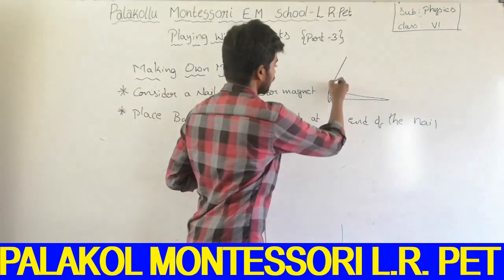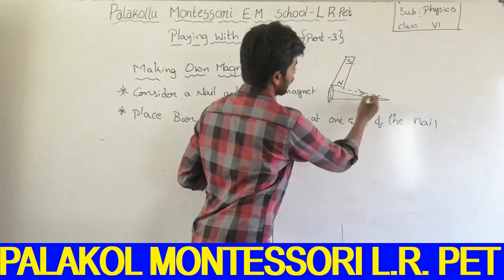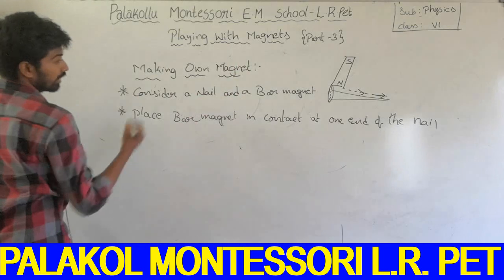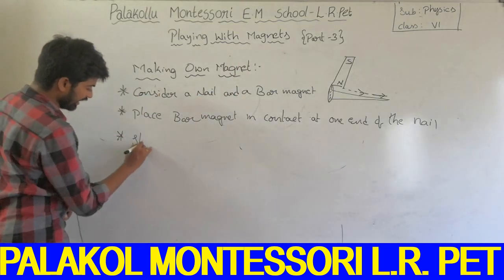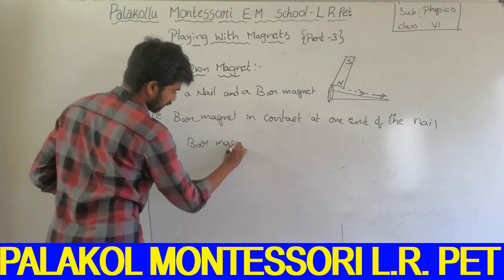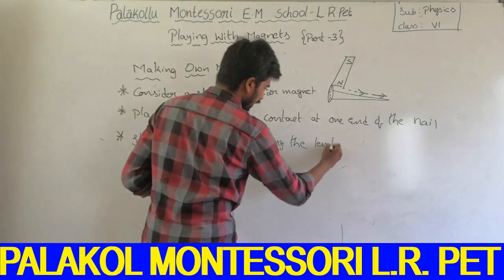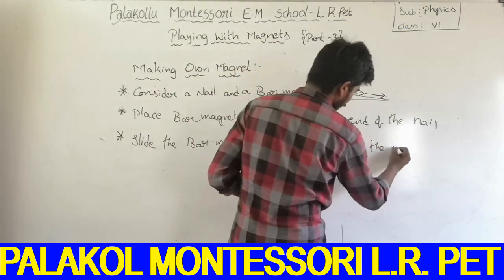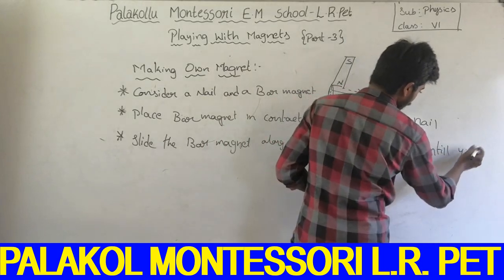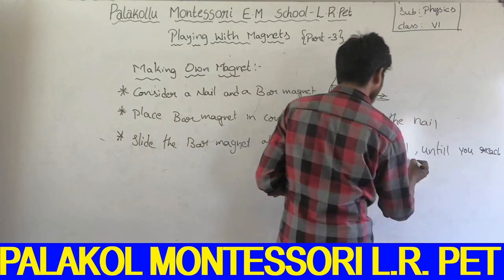So you have placed the bar magnet in contact with the nail. This is the north pole, south pole. You have to slide in this direction until you reach the other end of the nail. Slide the bar magnet along the length of the nail until you reach the other end.